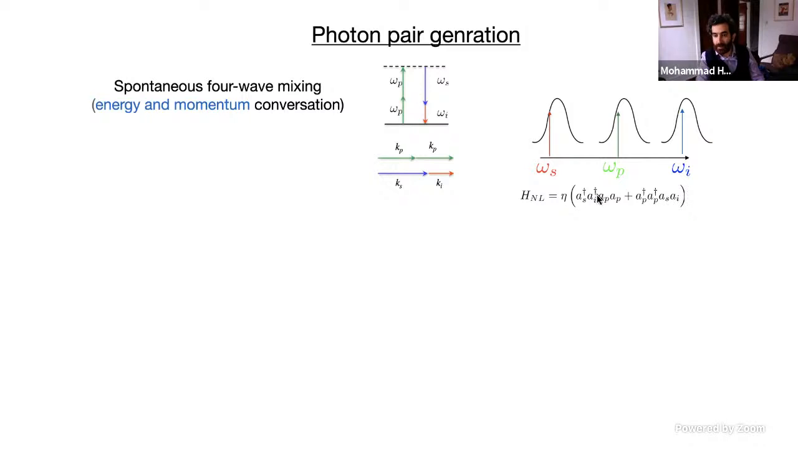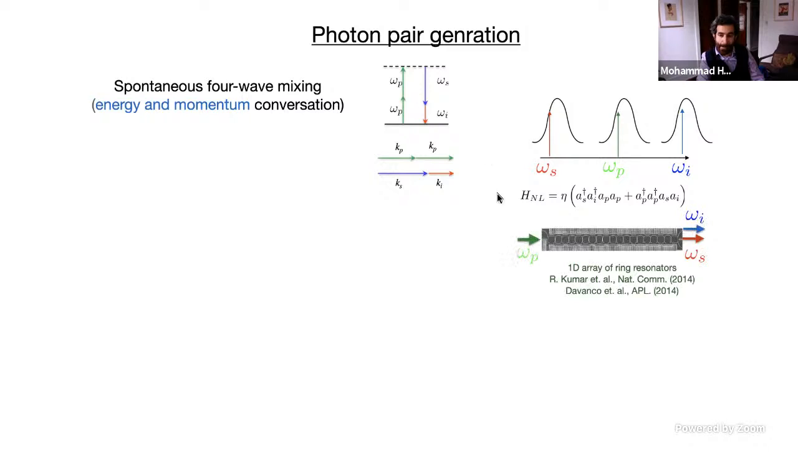So this is the second quantized Hamiltonian for it. You annihilate 2 photons, and then you create 2 photons, and vice versa. So if these are resonances in a resonator, you pump the system at this frequency, you generate idler and signal at higher and lower frequency. So in a nanofabricated system, if you want to increase your yield, you would like to have many of these resonators. So you pump from, let's say, the left, you go through many of these resonators, and then you generate your pairs of photons.